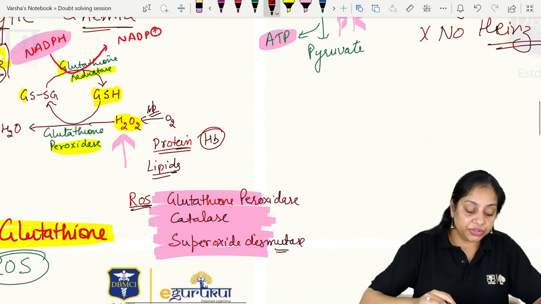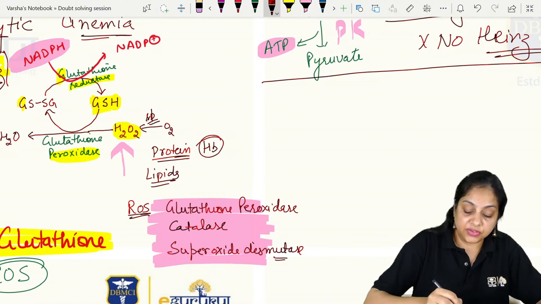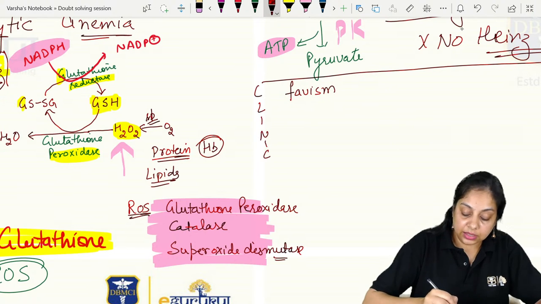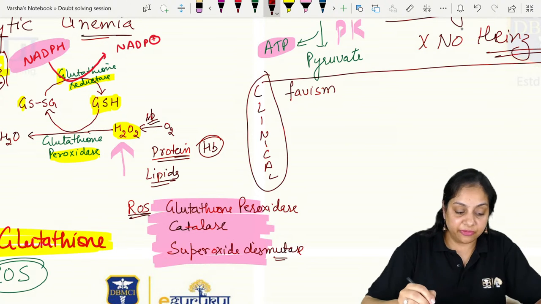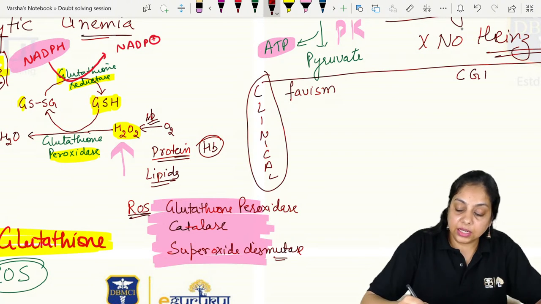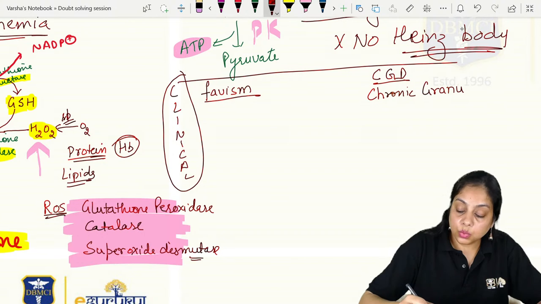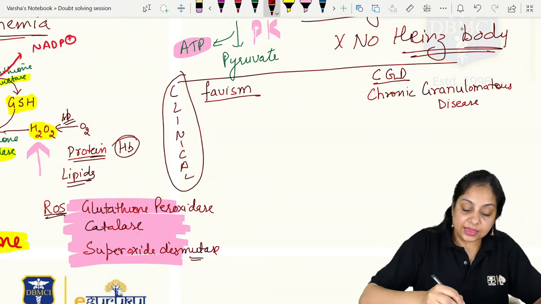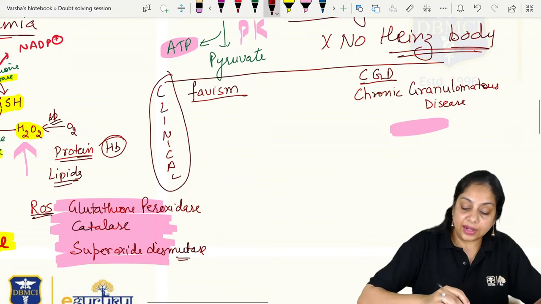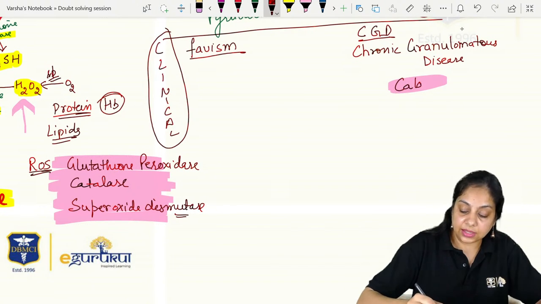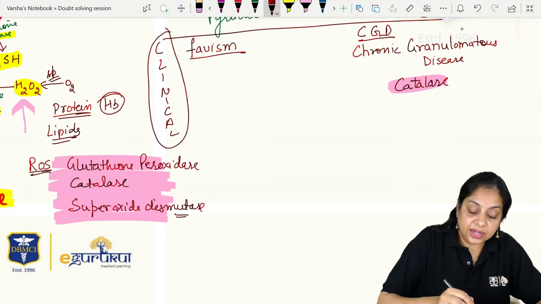So there are now two, three things related to this G6PDH deficiency. Now I'm talking about the clinical correlates. One is favism, another is CGD. What is this CGD? CGD stands for chronic granulomatous disease, and this is related to the enzyme catalase. Favism is related to eating fava beans.